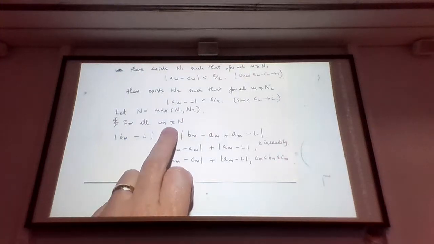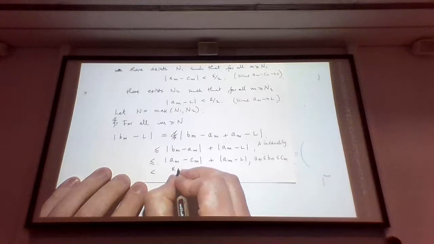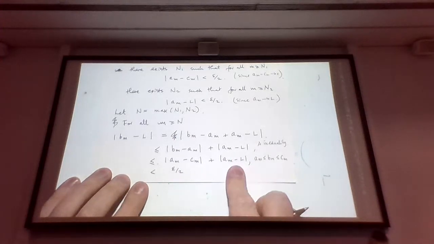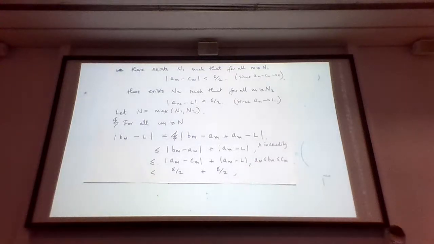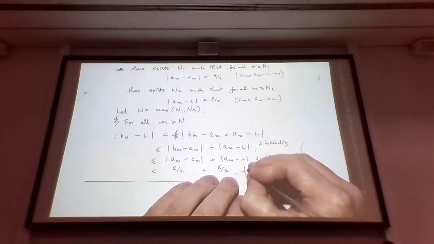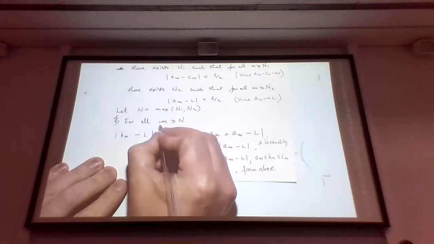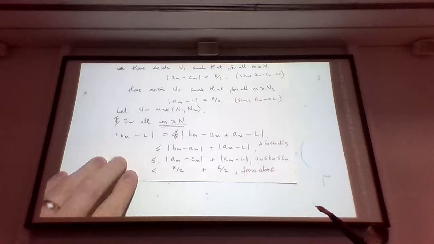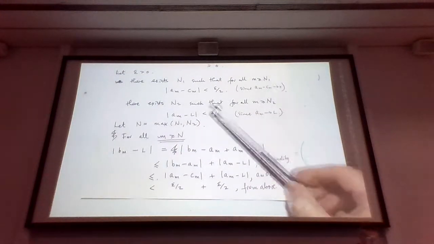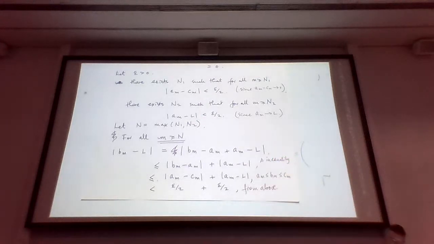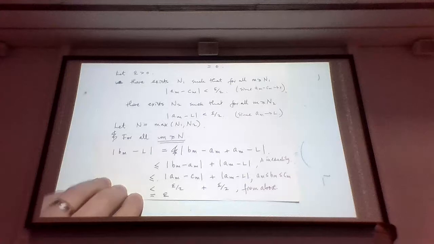And now you see, because m is greater than or equal to n, I know this first value is strictly less than epsilon over 2, and this second one is also strictly less than epsilon over 2. So that's from above. Because we know that n is greater than or equal to the maximum of n1 and n2, and when n is bigger than n1 and n2, both these inequalities hold. So this is our quantity epsilon here, epsilon over 2 plus epsilon over 2.